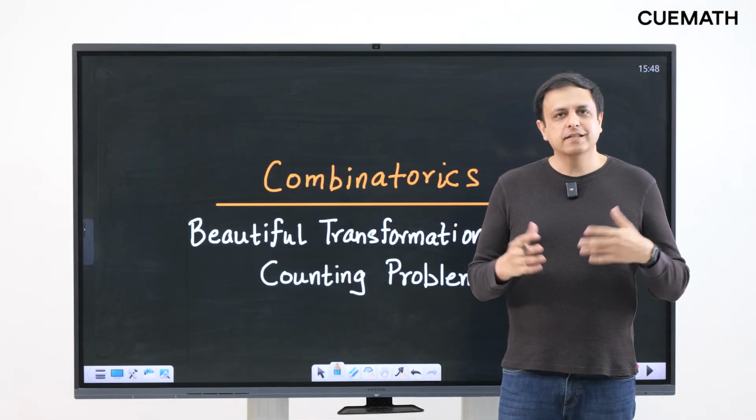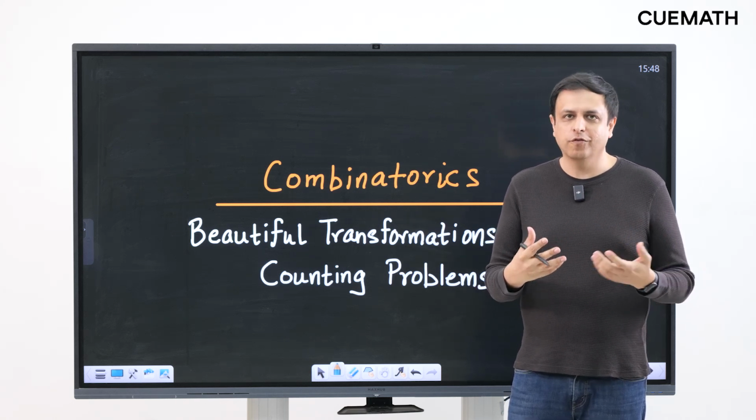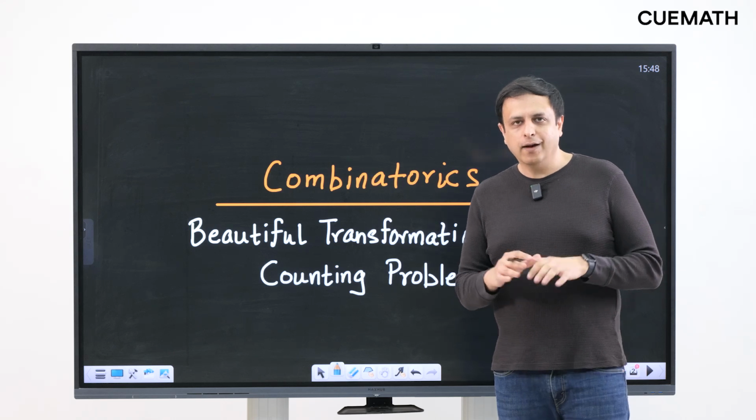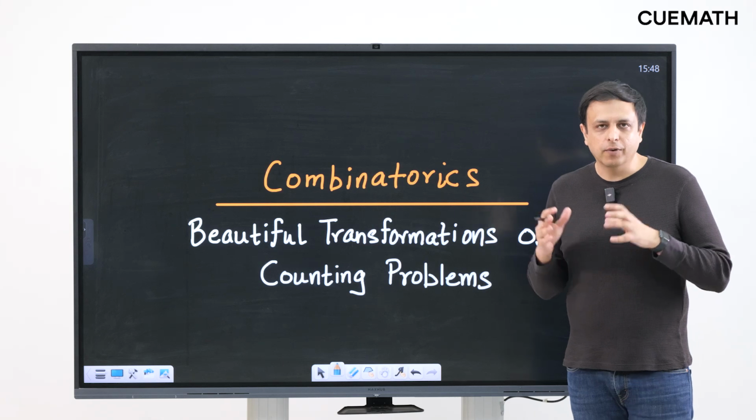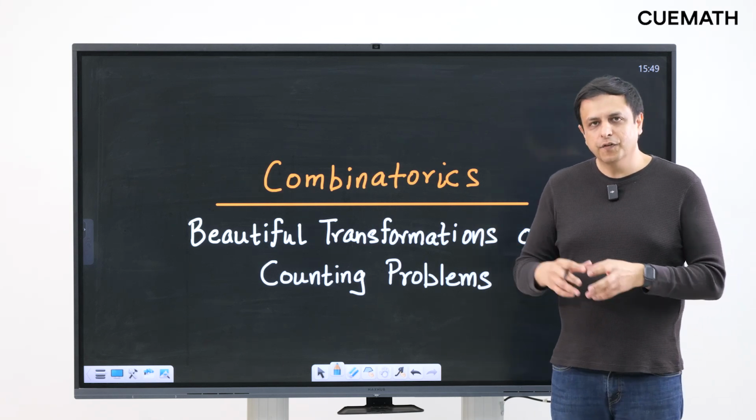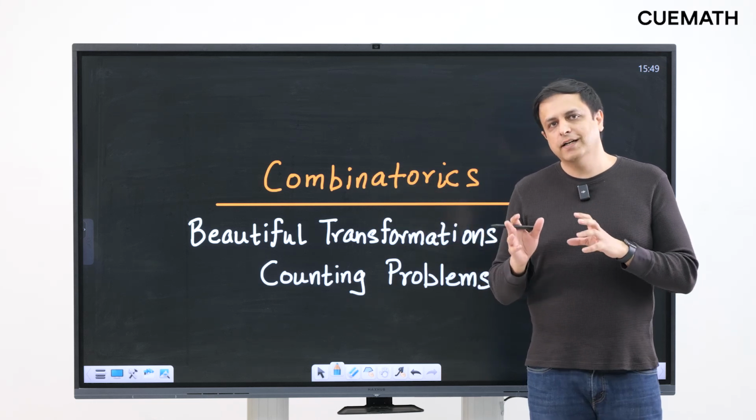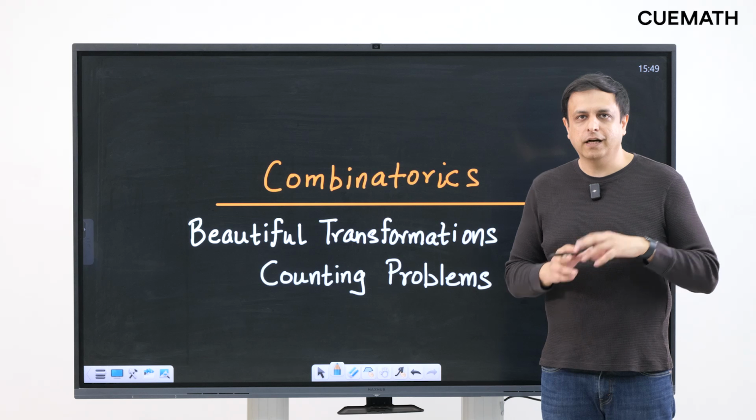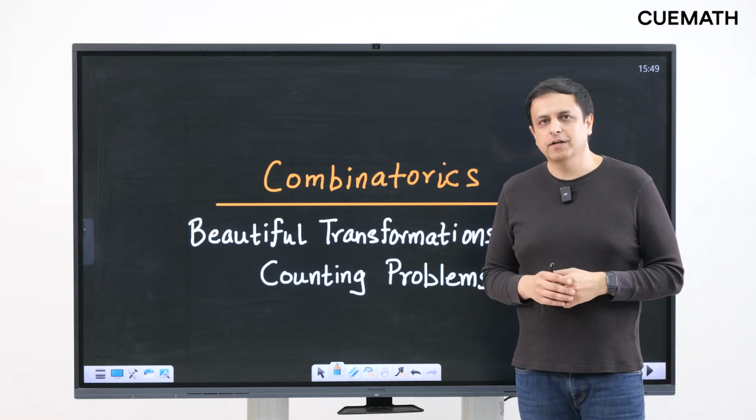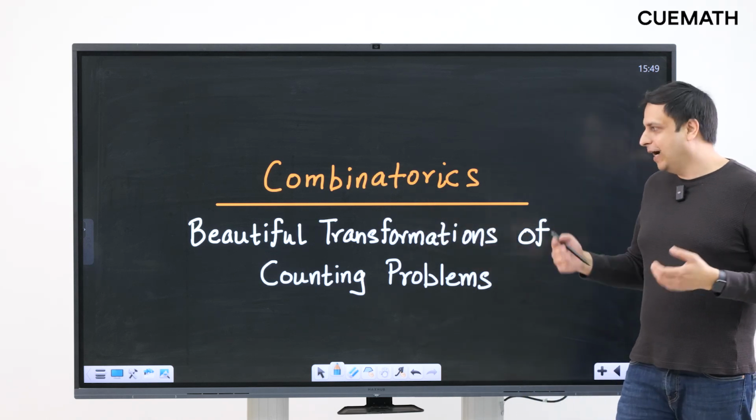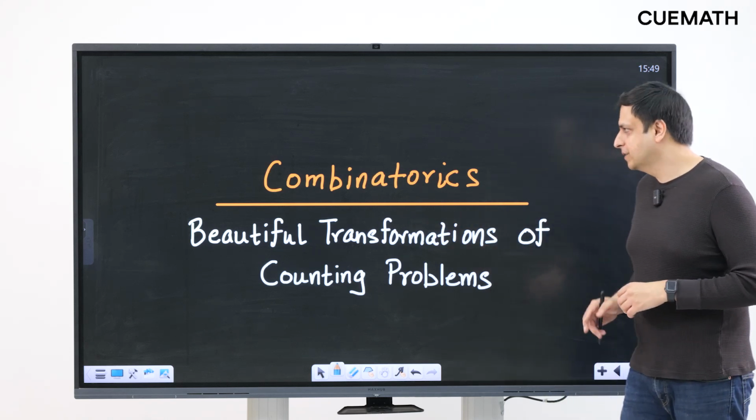Combinatorics is an amazing area of math. I love it. I love solving combinatorics problems because they involve beautiful lines of reasoning. And one of the themes within combinatorics is what I call transformations of counting problems. What this means is that if you need to count something and that exercise is hard, you can actually transform that problem into a different kind of counting problem. You can try and count something else which will give you the answer to the original problem. And in this video, I'm going to talk about some examples of beautiful transformations of counting problems in that sense.